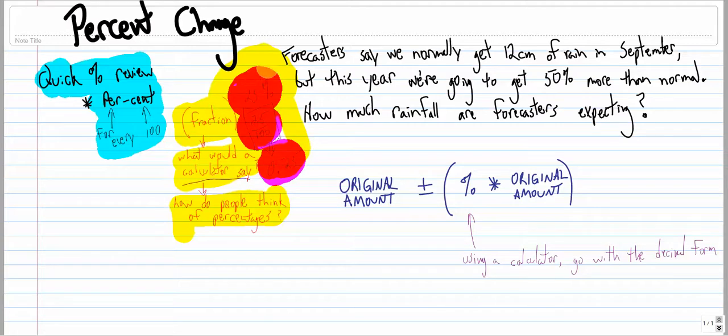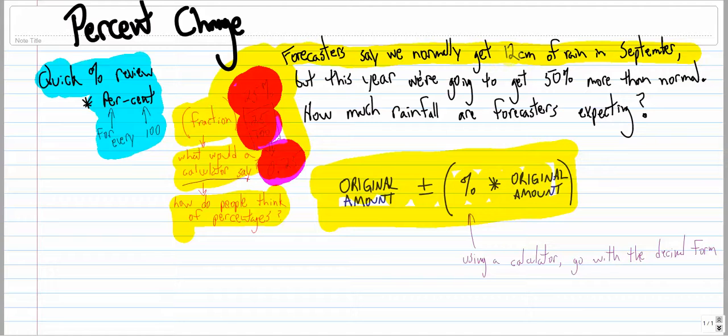So I made up a problem, and here's the easy formula to figure out percent change. I'm just going to do this problem with this little equation, and that'll pretty much be it. So let me read this. It says, forecasters say we normally get 12 centimeters of rain in September. I just made that up. I don't know what it really is. But this year, we're going to get 50% more than normal. How much rainfall are forecasters expecting?